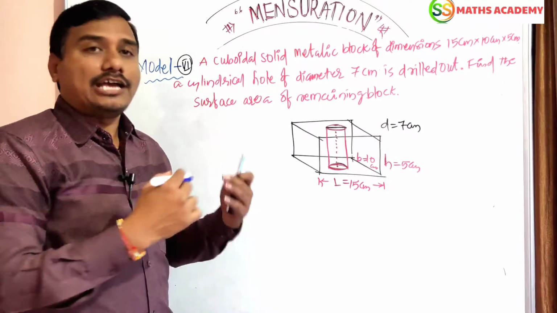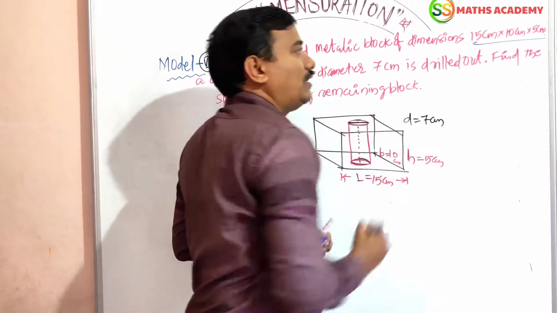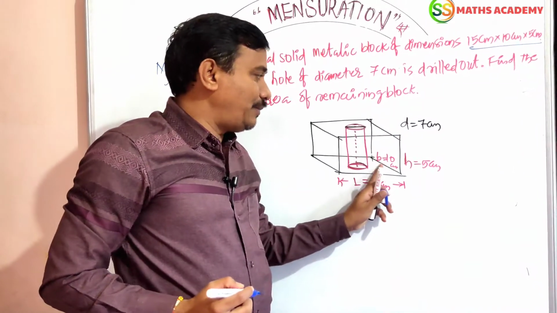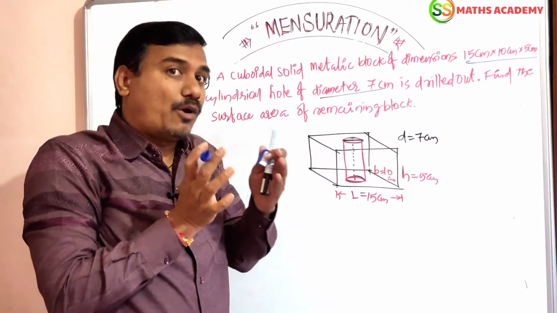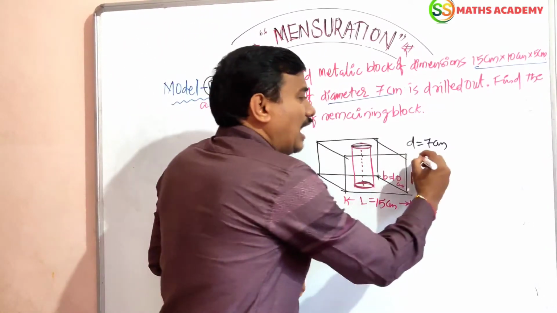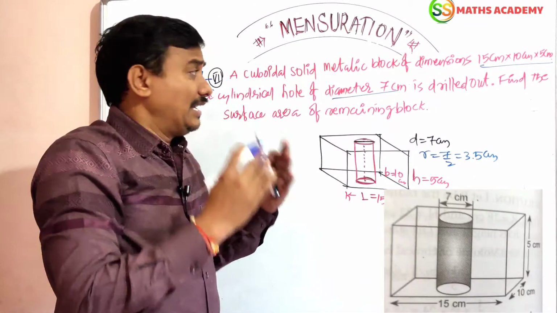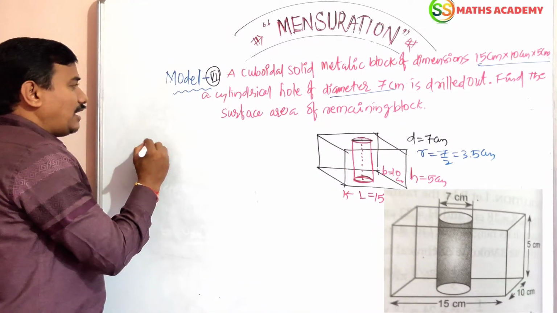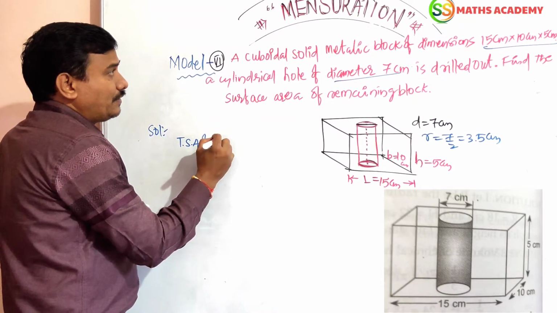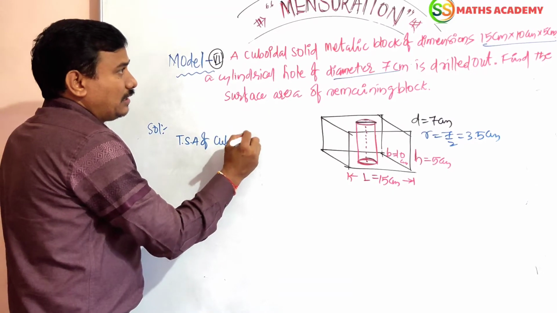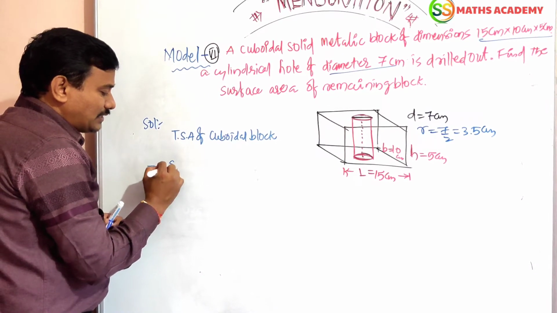In that question, as usual, we have to take the important words. Dimensions: this is called length, breadth, height. Length, breadth, height is given. Next, the diameter of the cylindrical drilling hole is given, that is d equals 7 centimeter. Usually radius is 7 by 2, nothing but 3.5 centimeter. Okay. Now we have to find the surface area. Yes, that is the important point here. We should find the total surface area of the cuboidal block.